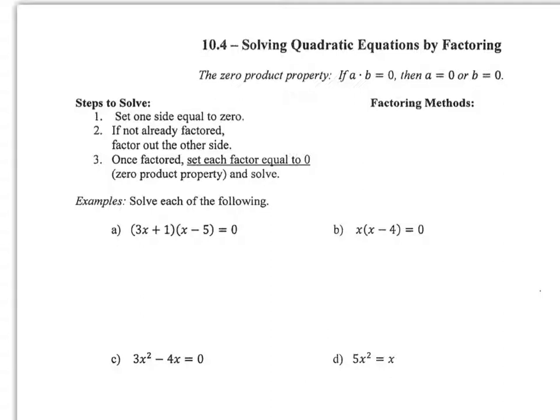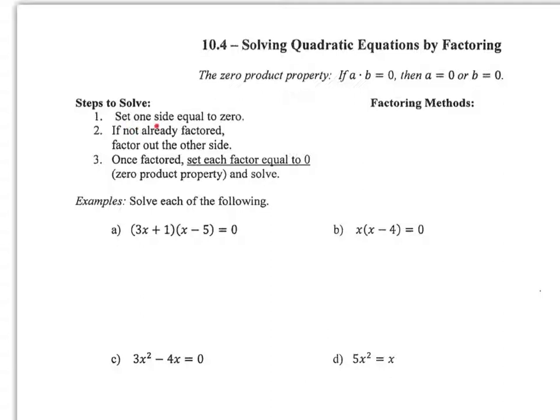So one method that you can use is solve by factoring, and that's only going to work if you can actually factor. So we're going to use the zero product property. The zero product property is if you have two expressions that are multiplied and the product of that is 0, then that means that one expression has to be 0 or the other expression has to be 0. So that's going to come into play.